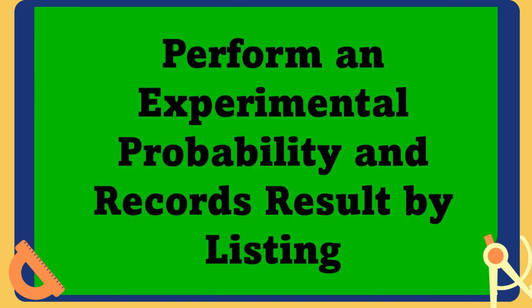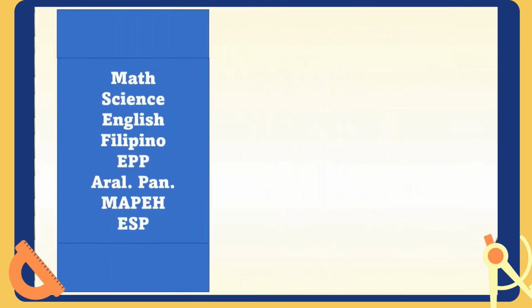So now, let us perform an experimental probability and record results by listing. So, magpe-perform tayo ngayon ng experimental probability. So, compare natin yung tsansa dun sa actual na experiment na gagawin natin. So, ngayon, nandito ang Math, Science, English, Filipino, EPP, Araling Panlipunan, MAPE, at ESP. So, lahat ito ay mga grade 5 subjects.